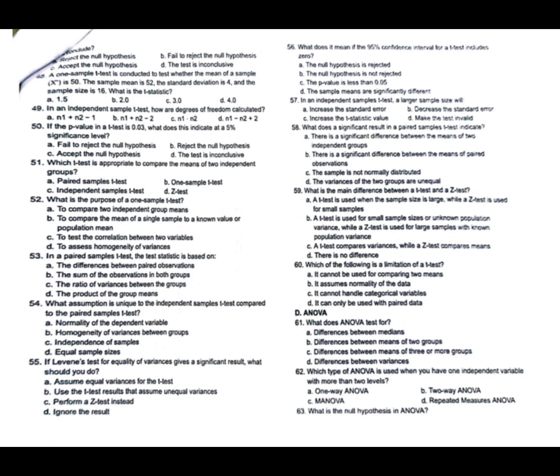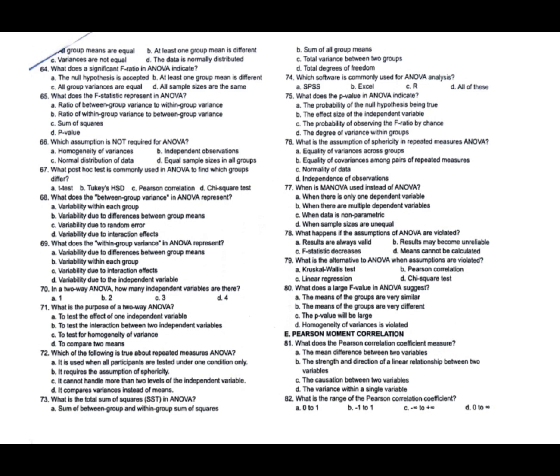So now let's move forward to the classifications or categories of the ANOVA. 61. What does ANOVA test for? ANOVA tests for the difference between the means of 3 or more groups. Which type of ANOVA is used when you have one independent variable with more than 2 levels? The answer is letter A, one-way ANOVA. What does a significant F ratio in ANOVA indicate? The answer is at least one group mean is different.